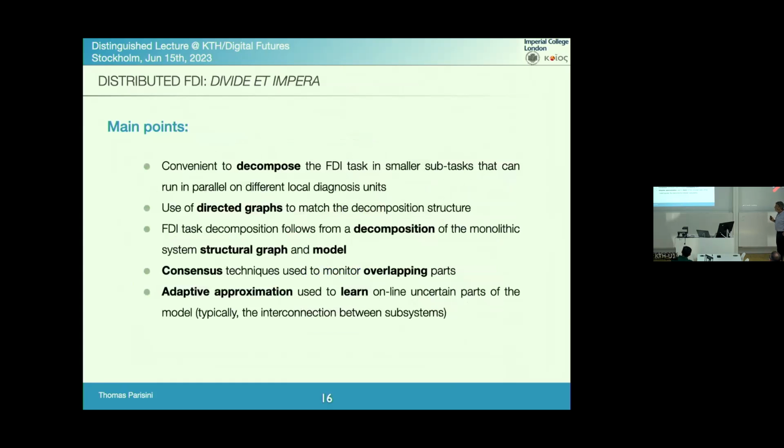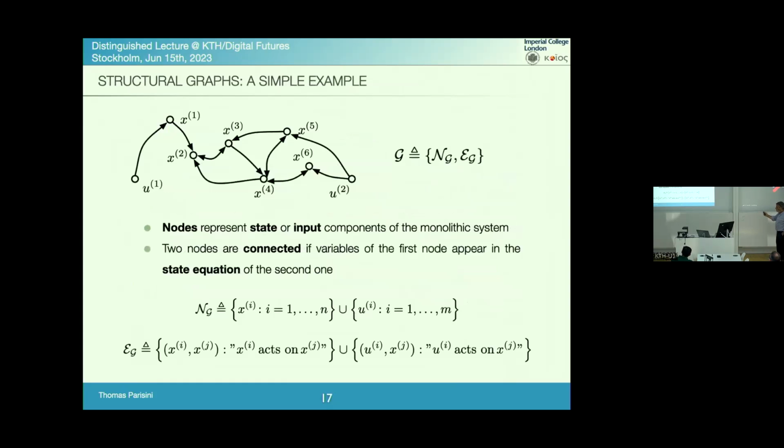And let me, before we go to this slide, I will go back to that. Let me make an example of what I mean, okay? Just to fix ideas, okay? So suppose that you represent a dynamic system, the big one, in the usual way with a structural graph. I think this goes back to the 1970s, this way of representing a dynamic system as a structural graph, okay? Where nodes represent states and inputs, okay? And two nodes are interconnected if one node appears in the state equation of another one, okay?